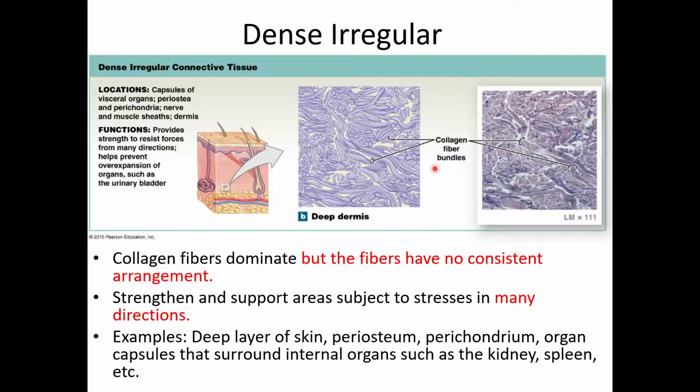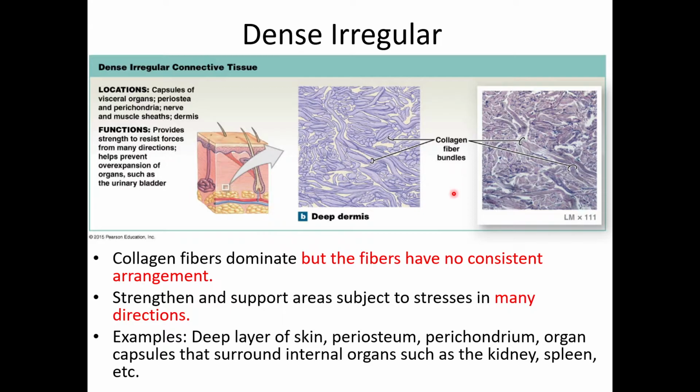Taking a look at our dense irregular connective tissue. Compared to our dense regular connective tissue, the dense irregular is more like the crackhead cousin. It's very chaotic. There's no sense of pattern or direction. It's just kind of all over the place. Now, this also has its own pros and cons.